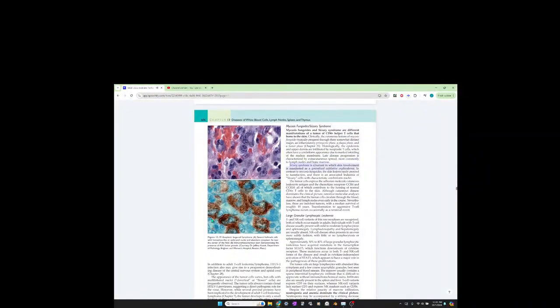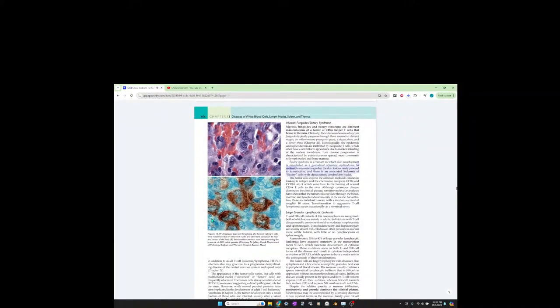Sézary syndrome is a variant in which skin involvement is manifested as a generalized exfoliative erythroderma. In contrast to mycosis fungoides, the skin lesions rarely proceed to tumefaction, and there is an associated leukemia of Sézary cells with characteristic cerebriform nuclei.